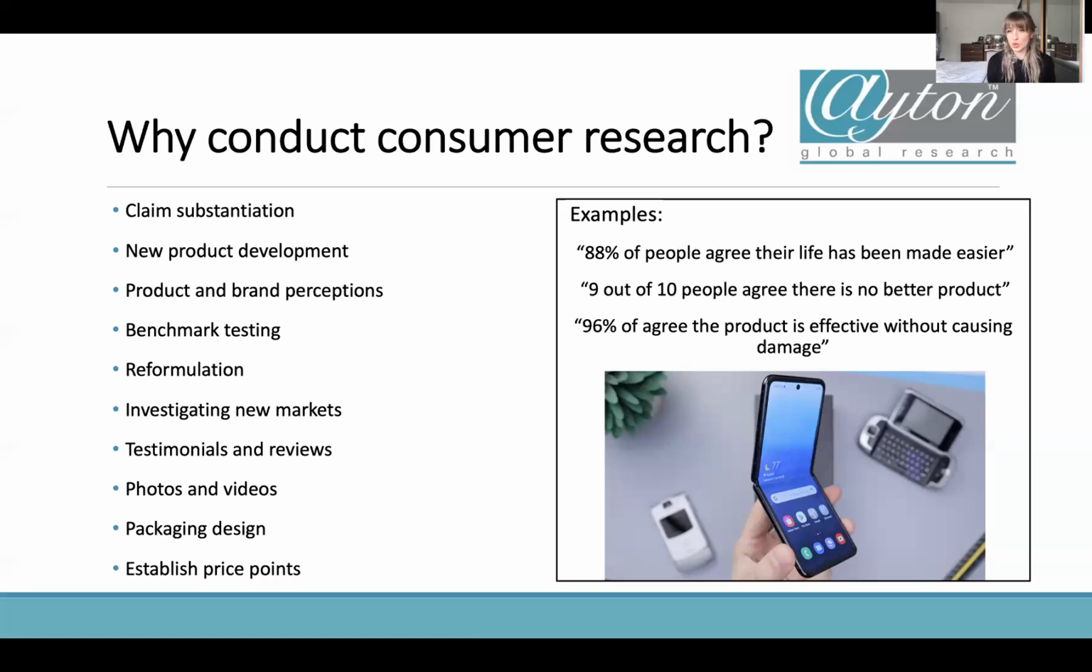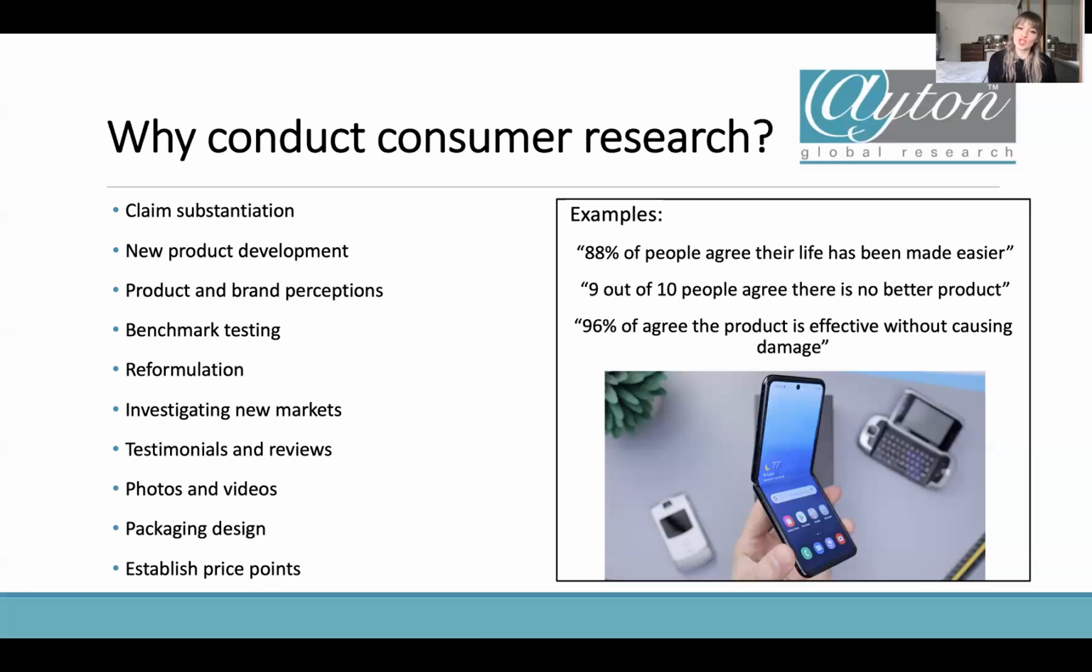Gathering things like testimonials and reviews as a part of that. Looking at packaging design, looking at the price points you're expecting, getting things like photos and videos of people using these products. It's all really, really helpful research for you. We can also look at things like benchmark testing, as I mentioned, against your competitors, but also look at your suppliers, maybe. So there's a lot we can think about.